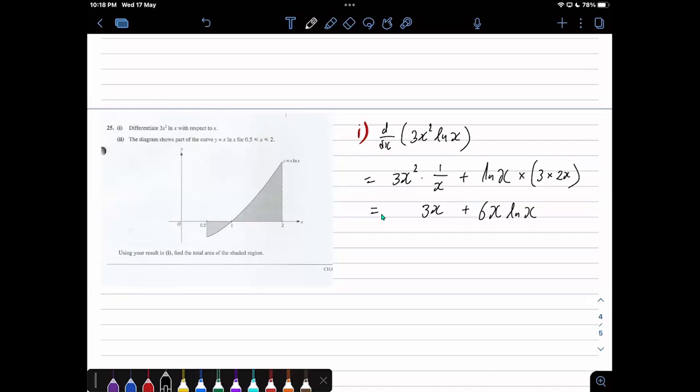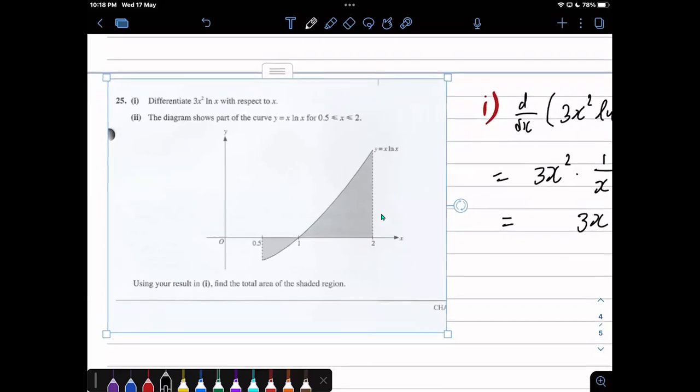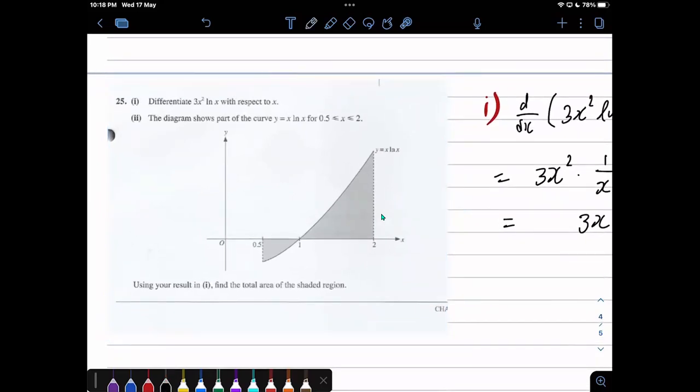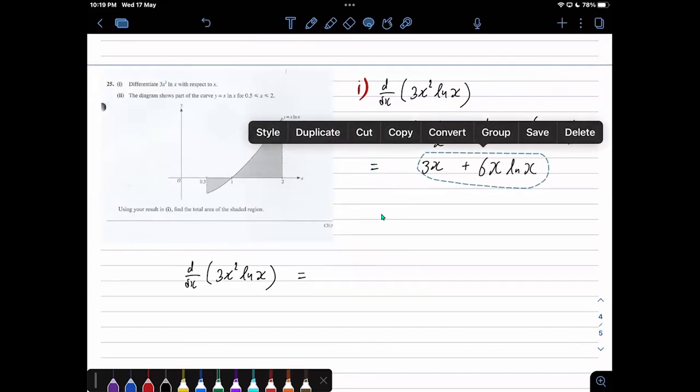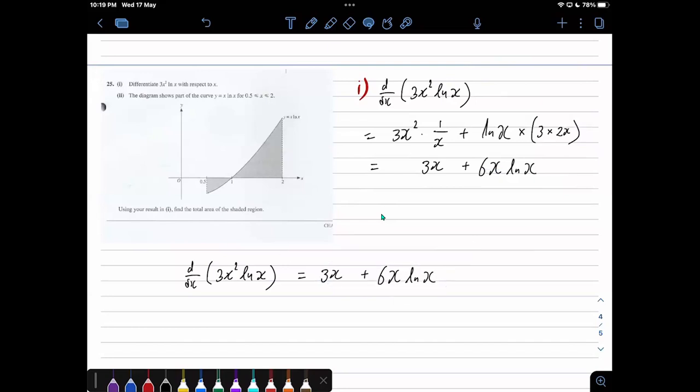Now let's take a look at part 2, what they say. The diagram shows part of the curve y equals x ln x for 0.5 less than or equal to x less than or equal to 2. They drew this using graphical software. Using your result in part 1, find the total area of the shaded region. Same function, but we have a factor of 3x. Maybe it's nicer if I write it as one single line like this: derivative equals answer.